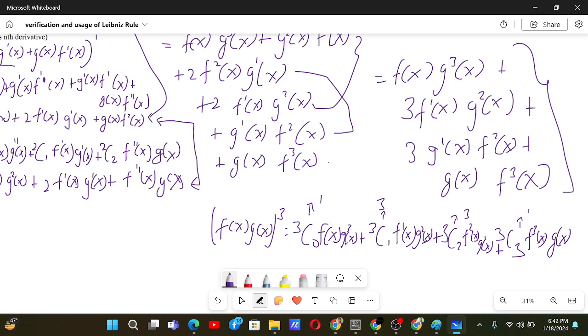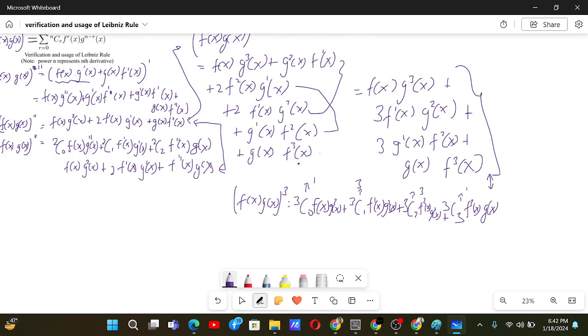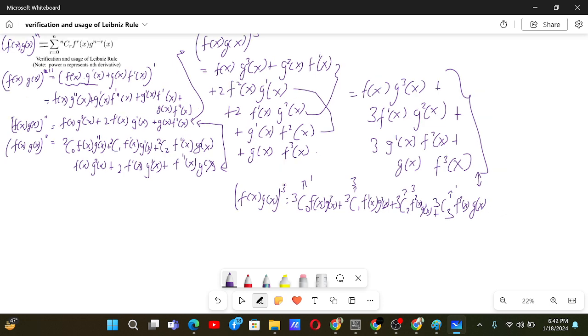Now you can see that these are the same. 1 times f of x, third derivative of g of x, plus 3 times f dash x, g double dash x, 3 times f double dash x, g dash x, plus 1 times f triple dash x, g of x. So these are actually the same, and so we have verified this. And I think you can also prove this by induction now, because we are just adding layer upon layer. So this should be possible to prove by induction.